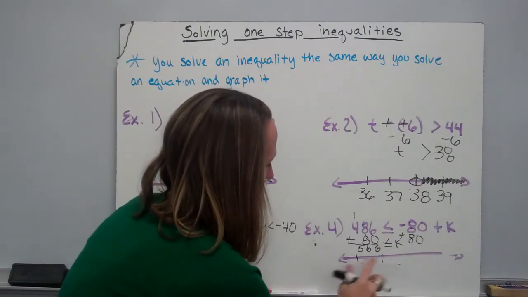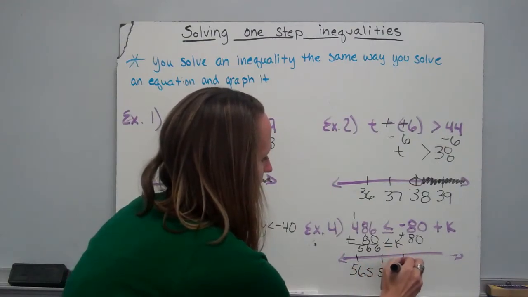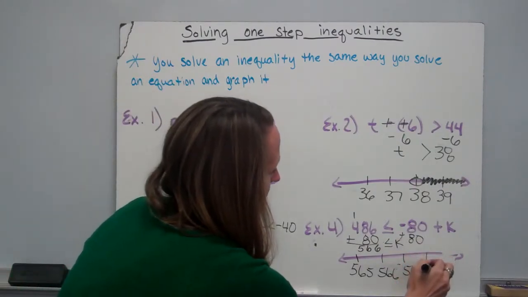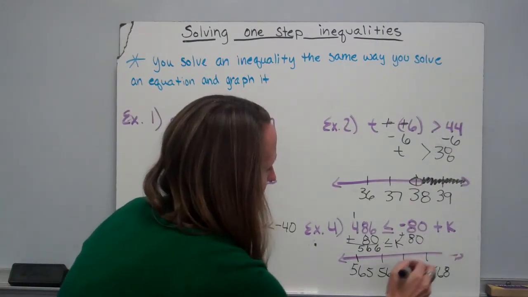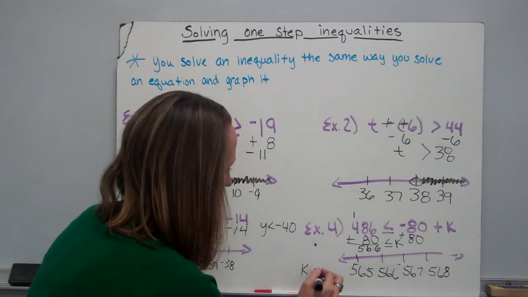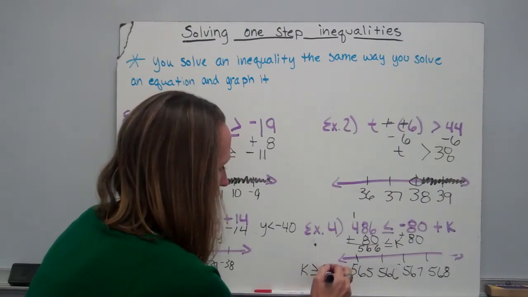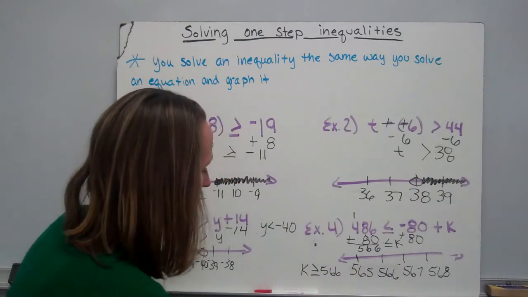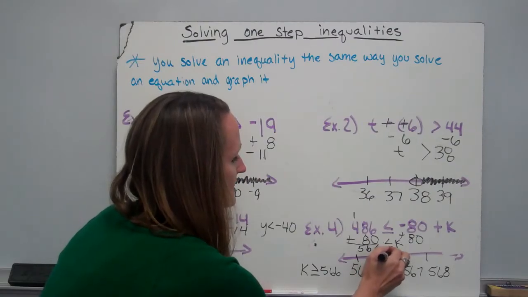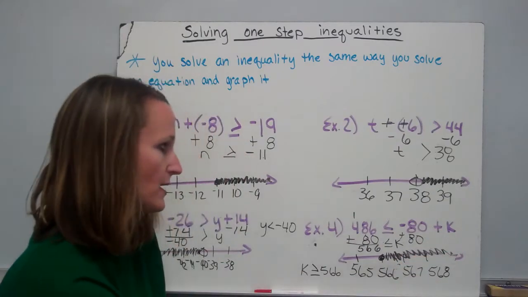Let's start over. We'll do 565, 566, 567, 568, and if I wrote this the other way, I would do k is greater than or equal to 566. So k is greater than this, so I would put a closed circle at 566 and shade in everything going this way.